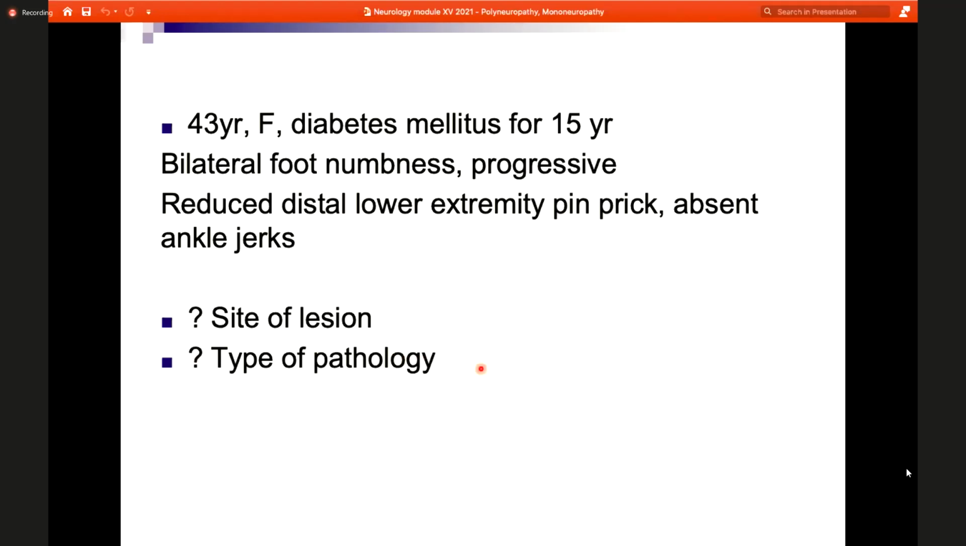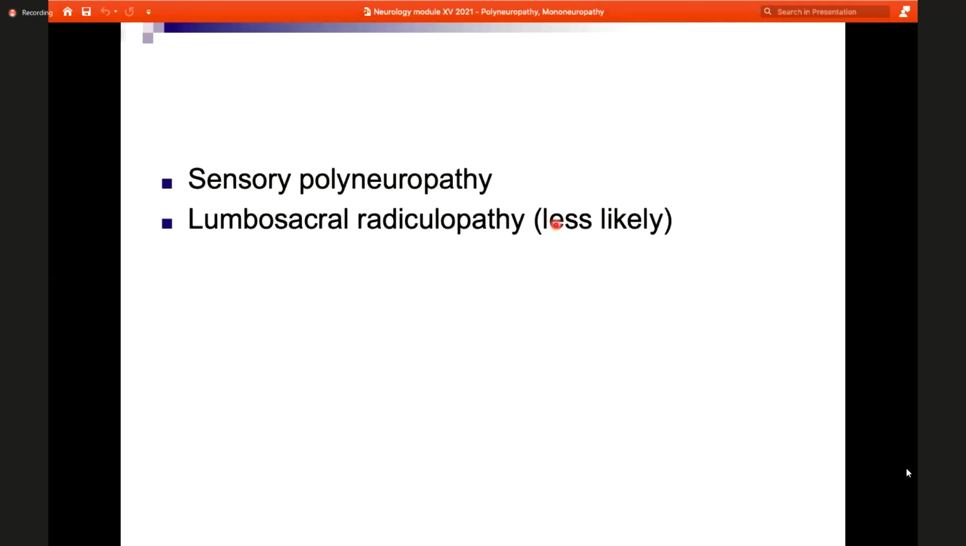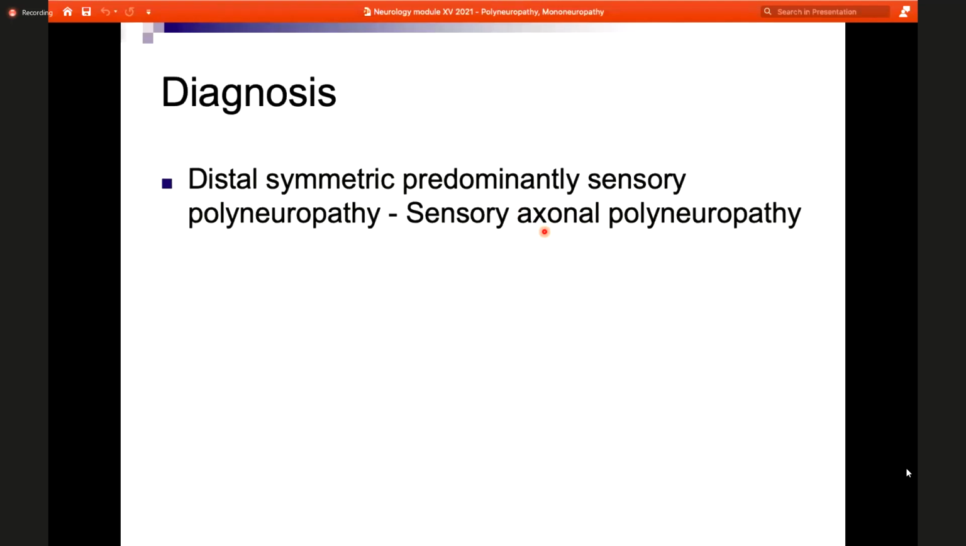Now the type of pathology, if it is a polyneuropathy, the pathological type is axonal degeneration. Okay, so we have made a diagnosis without even examining the patient. So this is the workout. These are the two possible causes, and we said this one is less likely. So distal symmetric, predominantly sensory, axonal polyneuropathy. That's the most likely diagnosis.